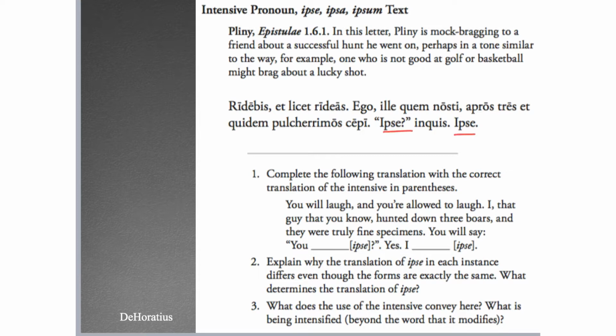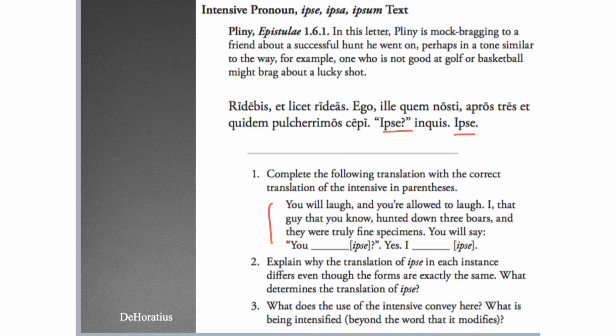here is our intensive. Pliny is mock bragging, I'm reading the introduction above, to a friend about a successful hunt he went on, perhaps in a tone similar to the way, for example, one who's not good at golf or basketball might brag about a lucky shot. So in other words, Pliny is not a hunter, but he sort of went hunting and managed to do okay at it. So I'll just sort of go through, and you can read the translation here. You will laugh, and you're allowed to laugh. I, that guy that you know, hunted down 3 boars, and they were truly fine specimens. You will say, you, ipse?